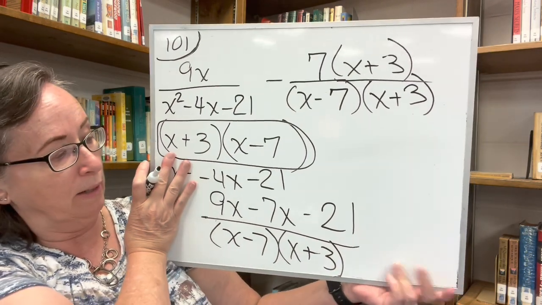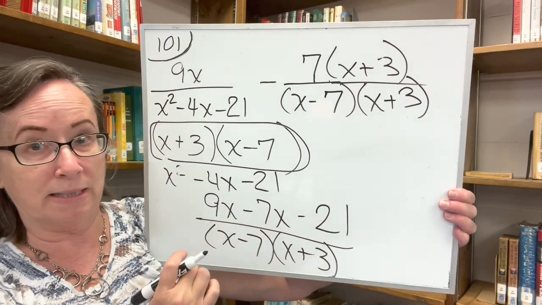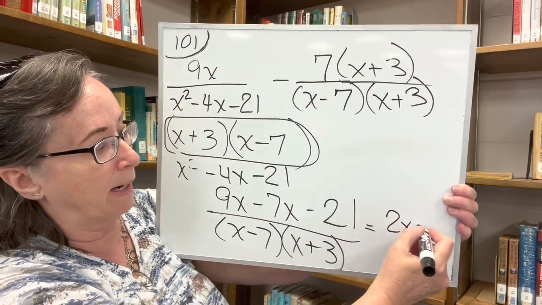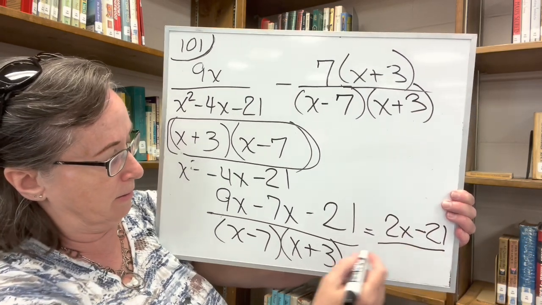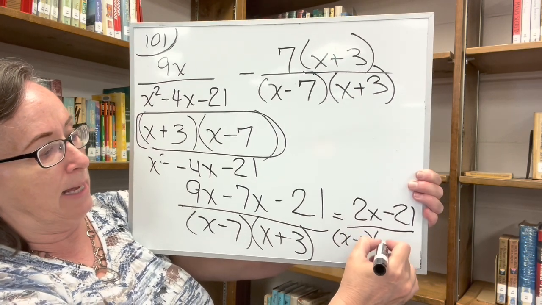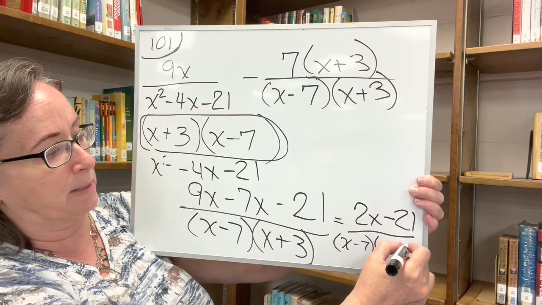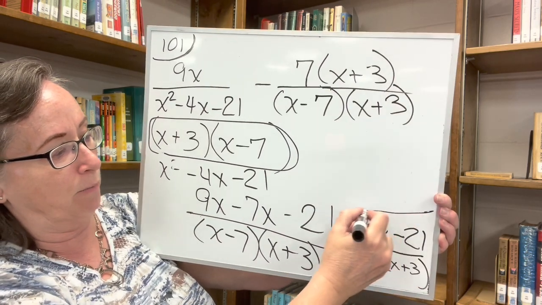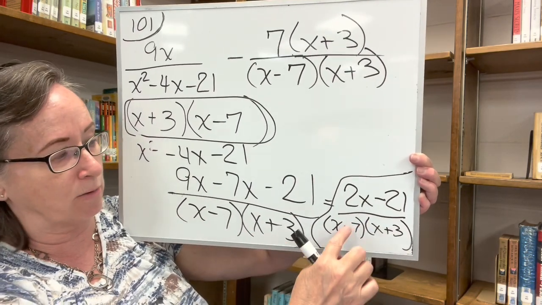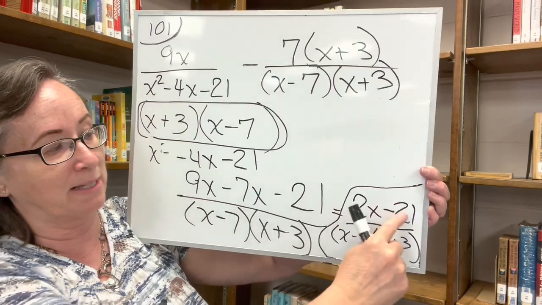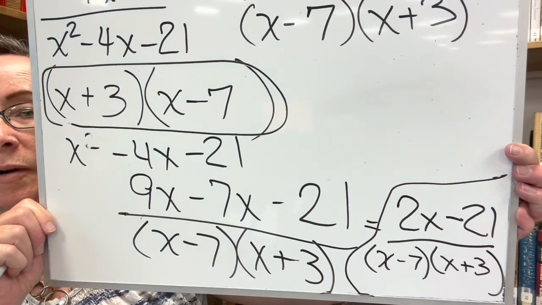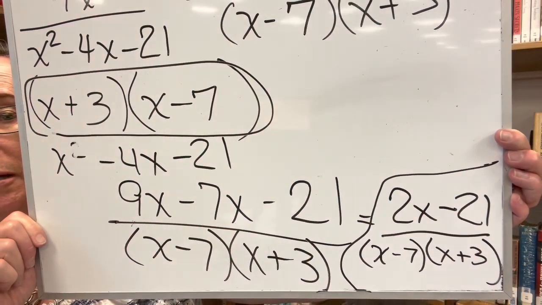Okay, so now we have this, we'll simplify a little bit. 9x minus 7x is 2x minus 21 over x minus 7 times x plus 3. It's a little bit small, but maybe you can see it. So that would be my complete answer. And since 2x minus 21 is not one of these factors, I'm done. It can't be simplified at all. There is your answer to your first practice problem. One more problem and done.